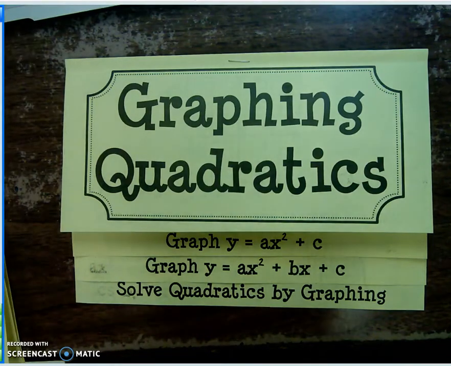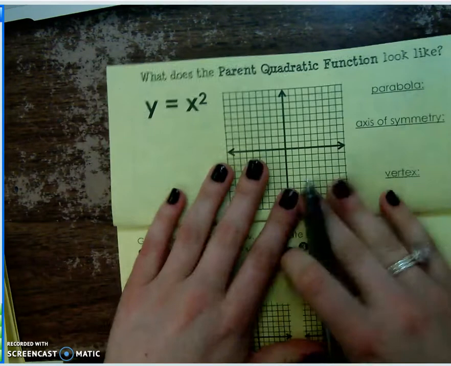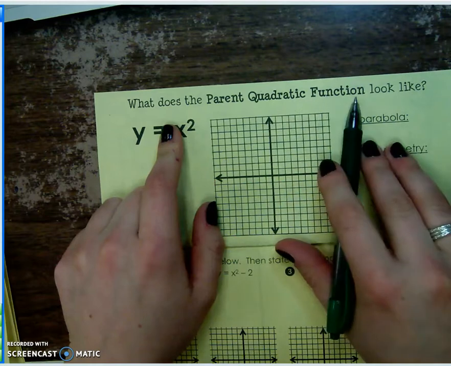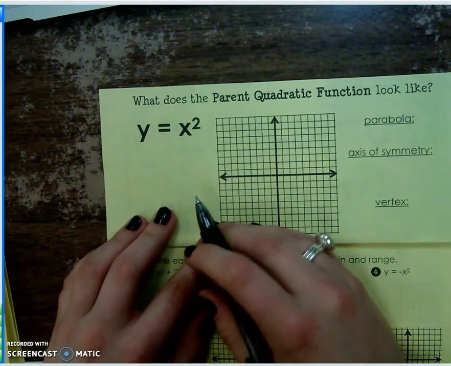Okay, guys, this lesson is on graphing quadratic equations. Let's go ahead and get started so that we have enough time. What does the parent quadratic function look like? It'll always look like y equals x squared. We've seen something similar to this before.